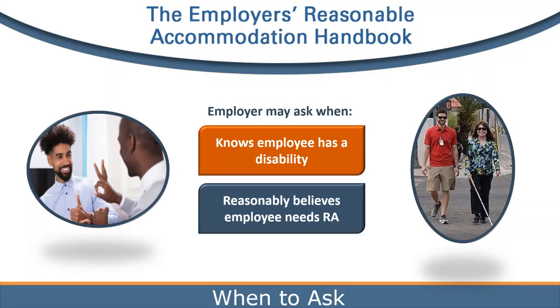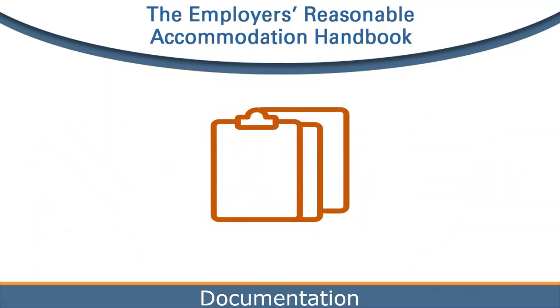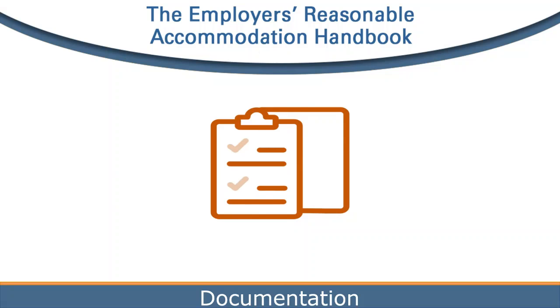The employer knows the employee is blind and can reasonably believe he may need accommodations to orient to the new location. The employer may ask the employee if he needs a reasonable accommodation. Julie, part of the interactive process includes obtaining documentation when permitted. Dustin, that's correct. The ADA says employers are permitted to verify a person has a disability.